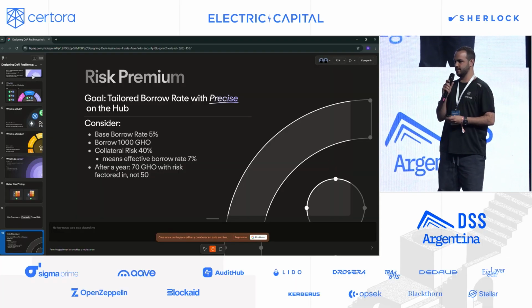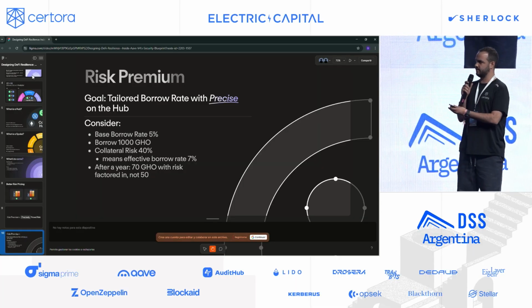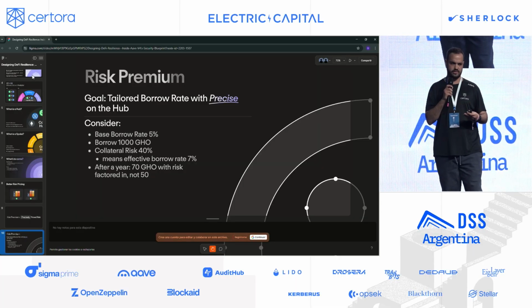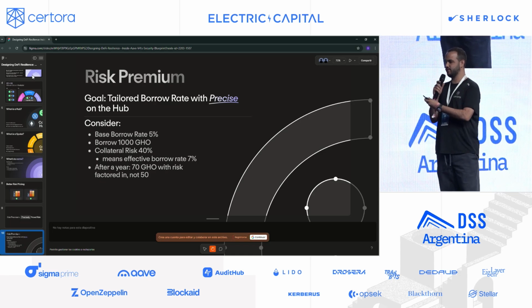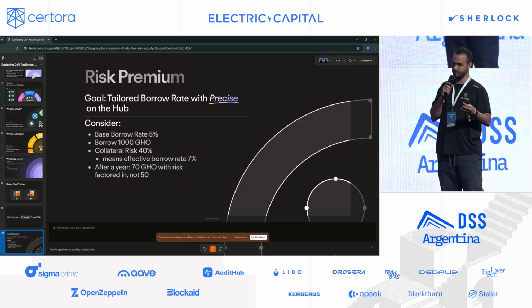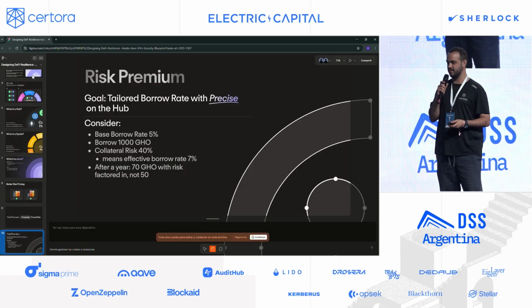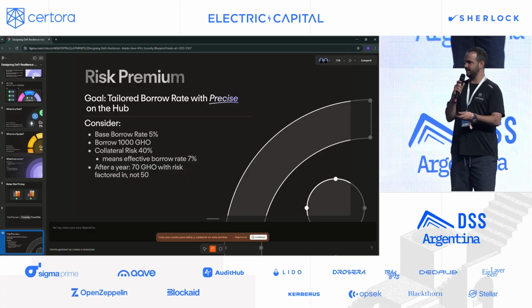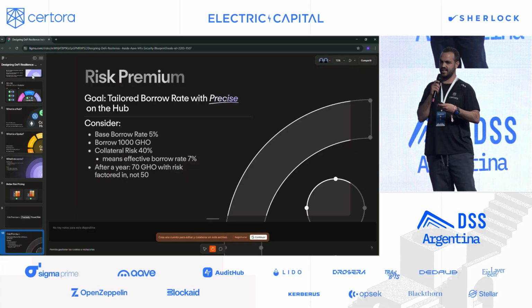And let's say the collateral risk is 40%, which is just a number that the risk managers determine, this is the risk that the collateral brings. The effective rate of the borrower will be 7%, which is basically 5% times 1.4, an extra 40%. Now the effective rate is 7%, which means that after a year, we will pay 70 Go in interest, which is 50 interest and then an extra 20 in fees.